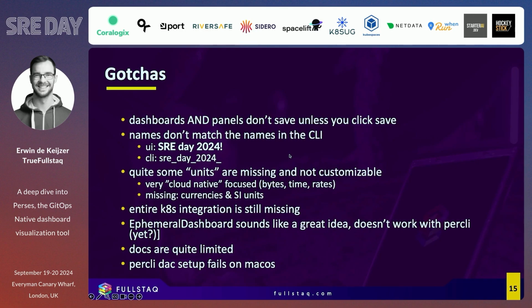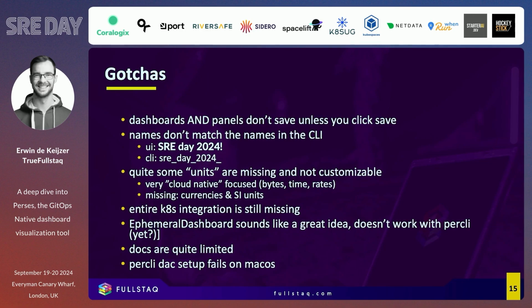The entire Kubernetes integration is still missing. They have a project online, the Kubernetes operator, and in the future, this could do great things. For example, allow you to create dashboards by creating CRDs in your Kubernetes cluster, but it's not working yet. There's also the Perses Helm chart, which does work to deploy just Perses, but that's it.